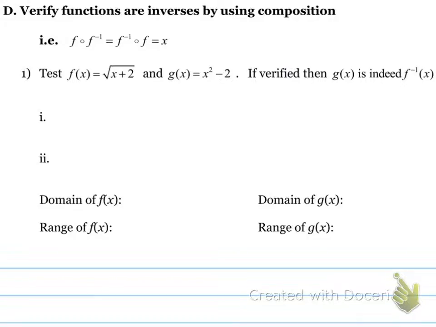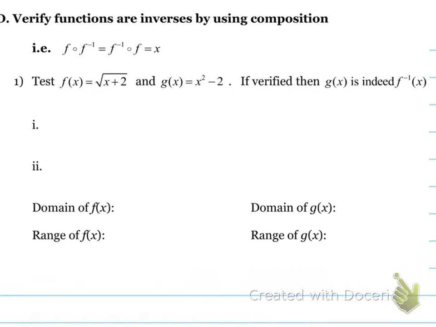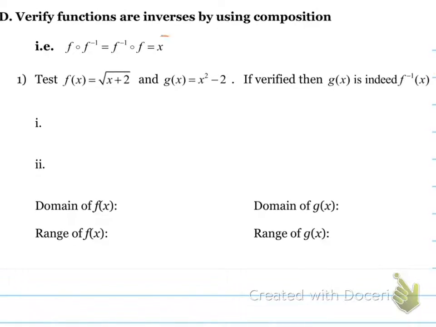Okay, so to see if two functions are inverses of one another, we need to use composition. So we need to put each function into the other function, and we have to do it both ways. If we do that, what we should get out is x, just x. Not negative x, not x plus 1, none of that, just x.